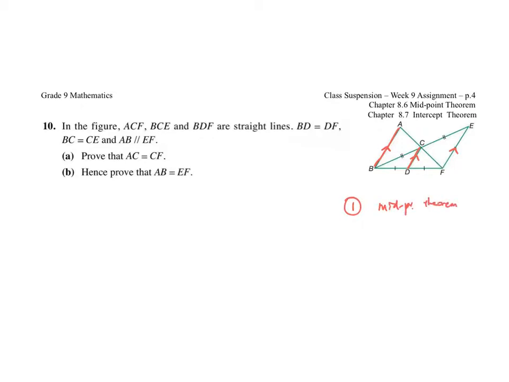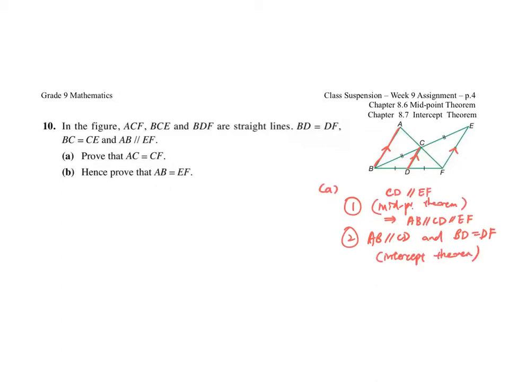And then after you have AB parallel to CD, also you have one more midpoint, which is BD equals DF. Then what can you claim about the length? You can claim that AC equals CF because of the intercept theorem. You may refer to the idea here and write in your own steps.